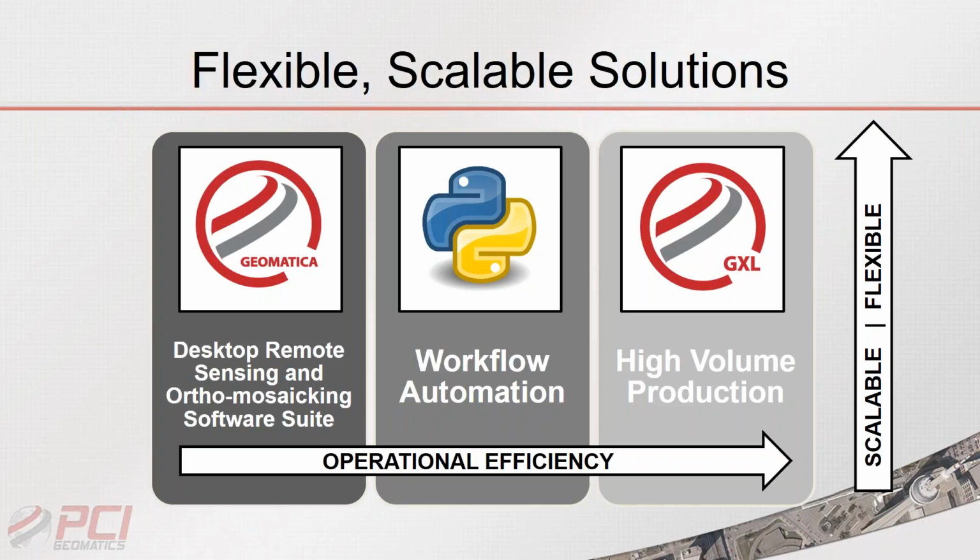PCI Geomatics is, as many of you may know, a Canadian company that has provided geospatial image processing software to the industry for over 35 years. And really what we like to do is describe our technology in the following way. We provide operational efficiency across our platform. We have both desktop software and high-volume production software. Geomatica is our desktop software tool. GXL is our high-volume production tool. And all of this technology is scalable and flexible, mainly thanks to the fact that we have automation.